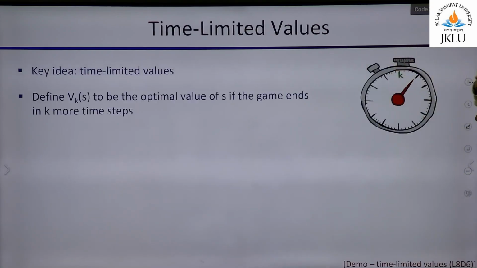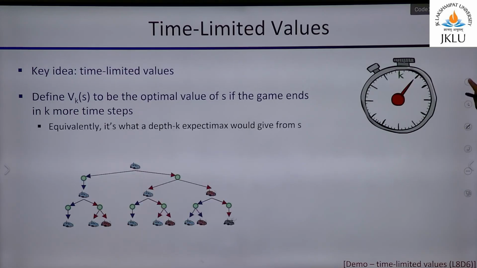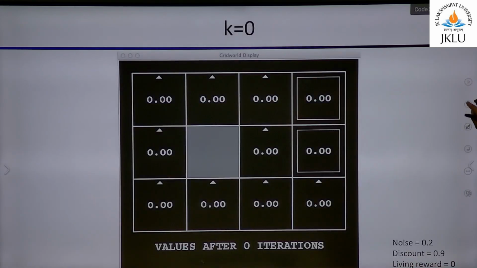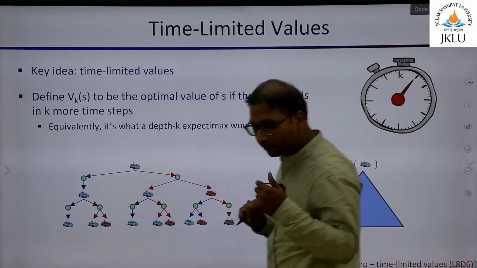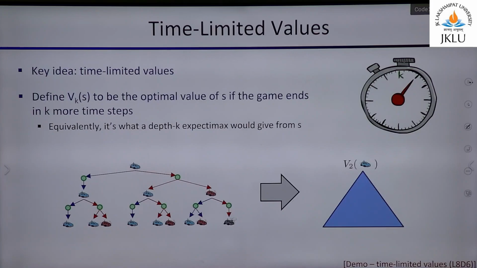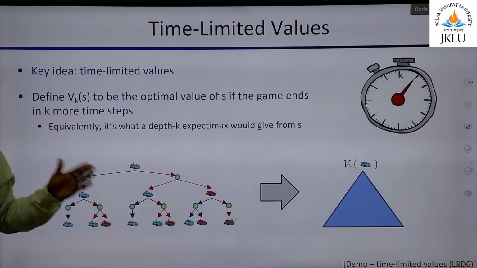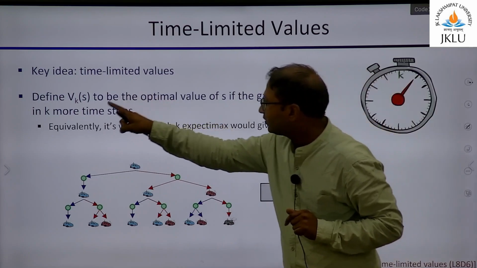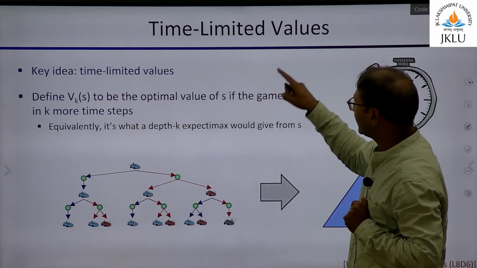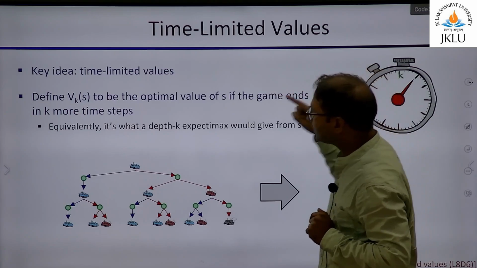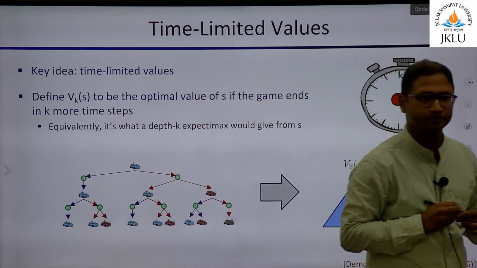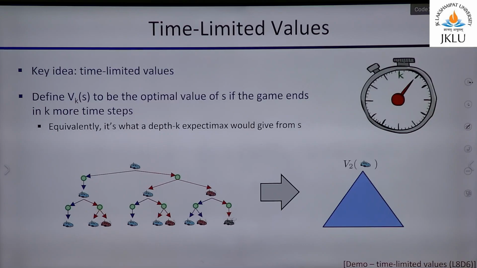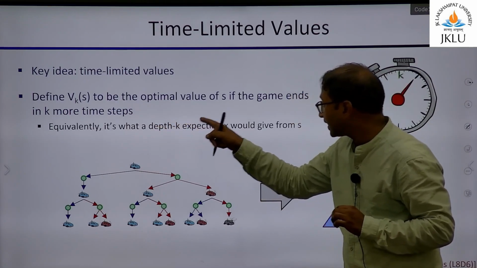So key idea is time limited values. Now we are coming to something. Earlier we had just equations. Now we are converging to kind of an algorithm. Okay. Key idea is time limited values. Define Vk to be optimal value of S if the game ends in k more time steps. Equivalently, what a depth k expectmax would give.